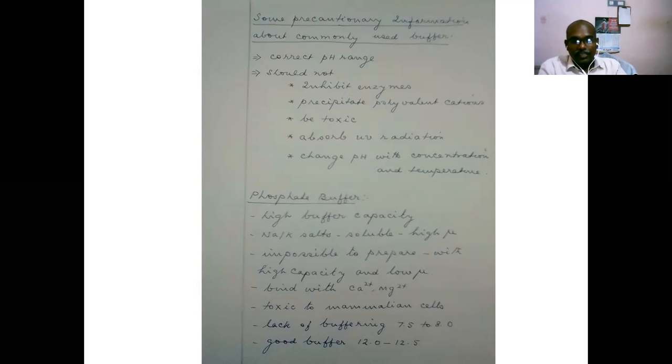See why the binding with the polyvalent cations is to be considered very serious. Our biological system contains plenty of polyvalent cations like calcium 2 plus, magnesium 2 plus, iron 2 plus. These are all some of the important cations present in our biological system.